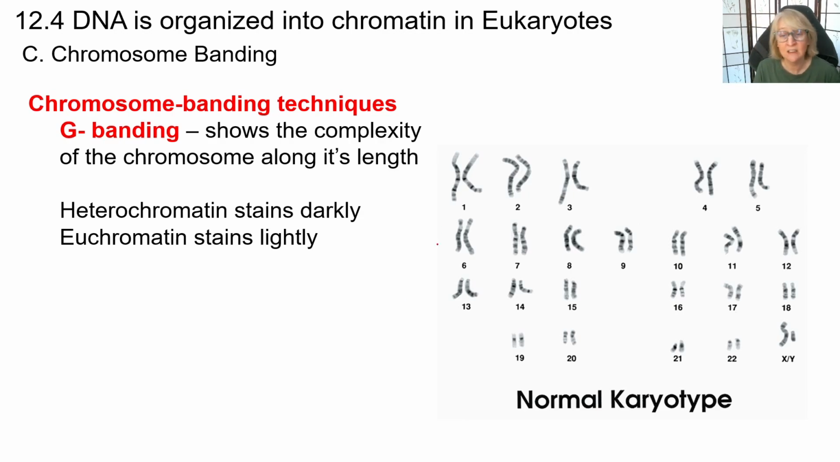G banding is actually what we've been looking at in the class all along as we've looked at chromosomes. It shows the complexity of heterochromatin versus euchromatin along the length. Heterochromatin stains very darkly. Euchromatin stains very lightly, it doesn't stain. So what I'm looking at here is not genes, but areas of lighter bands, high transcription, versus dark bands, which are going to be low or no transcription.